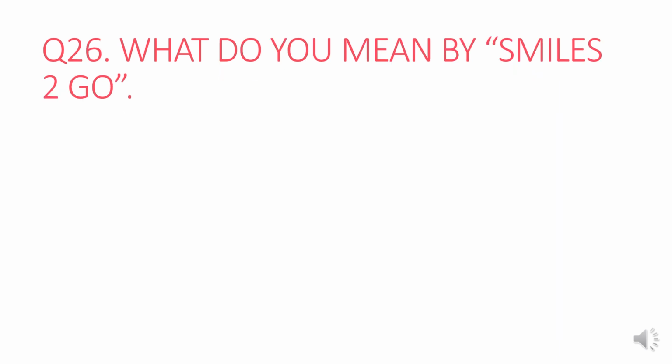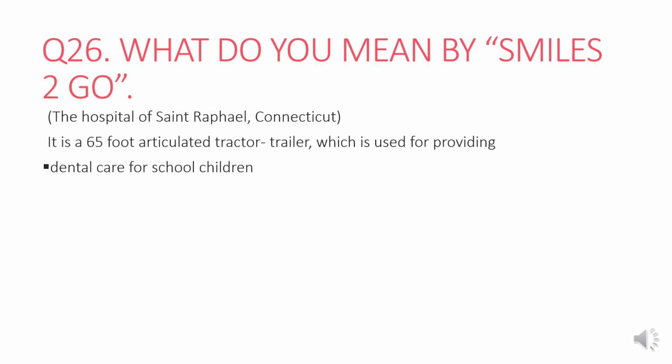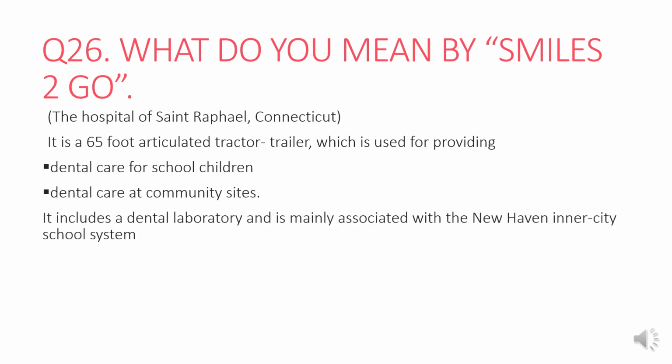Question 26 is what do you mean by Smiles to Go? It is a 65-foot articulated tractor-trailer which is used for providing dental care for school children and dental care at community sites. It includes a dental laboratory and is mainly associated with the New Haven inner city school system.